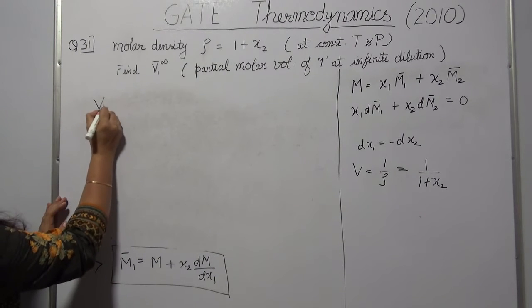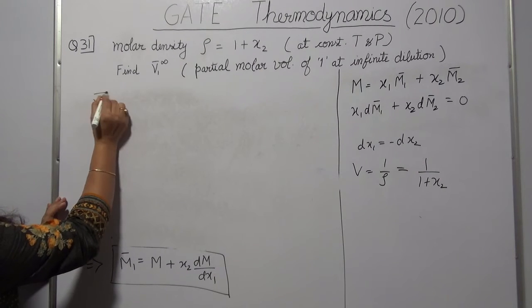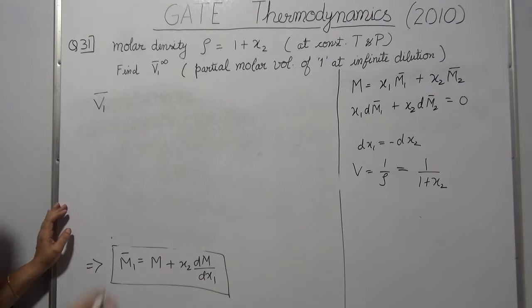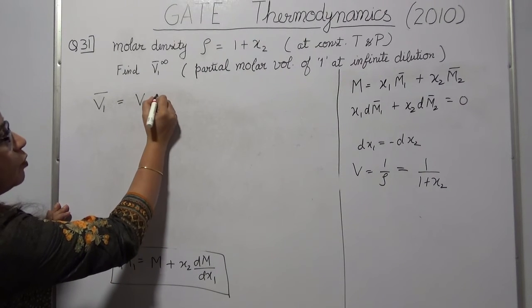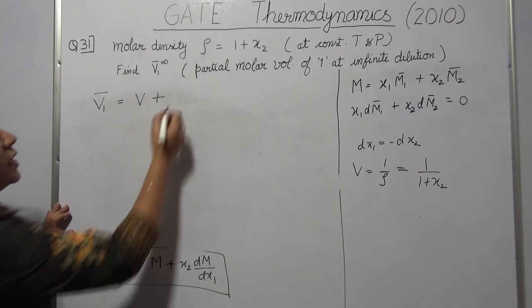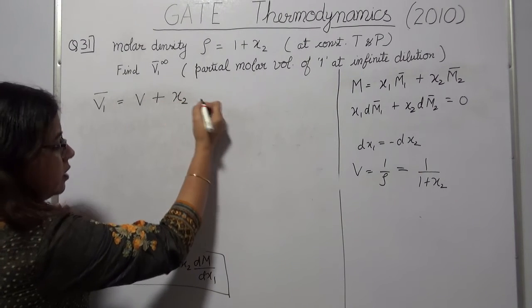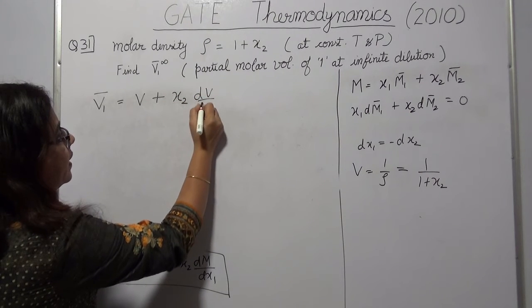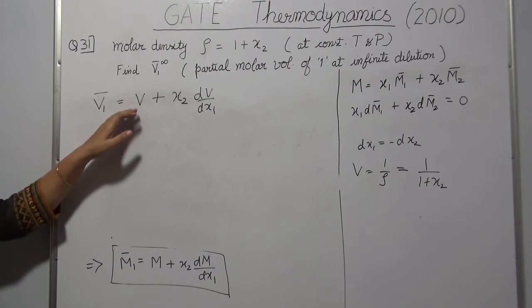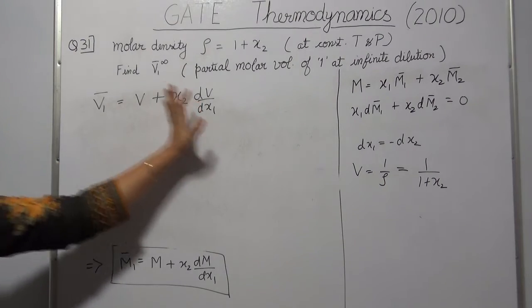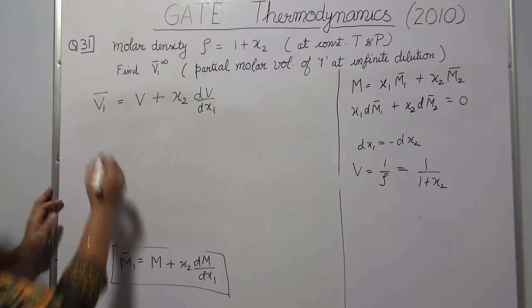So I have to find out first my partial molar volume of component 1, and that will be equal to the mixture volume, okay, that is your molar volume, plus x2 times dV by dx1. Okay, that is what you have to find. Now let's put in the values of V in terms of your mole fractions.